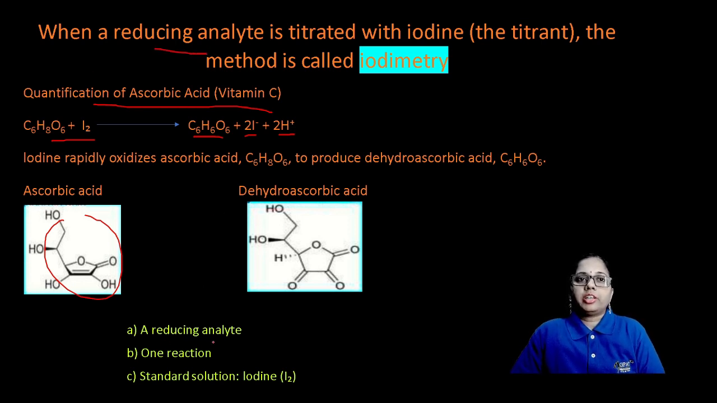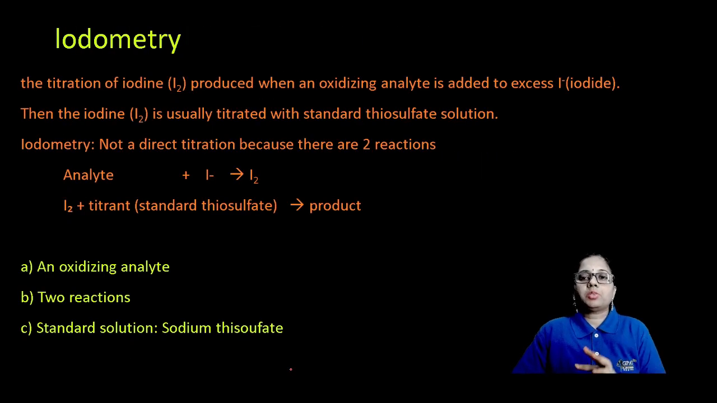So a reducing analyte will be there in iodimetry, and only one single reaction takes place. Here the titrant, that means the standard solution we are going to use, is the iodine solution. Okay, so what is the difference in iodometry?